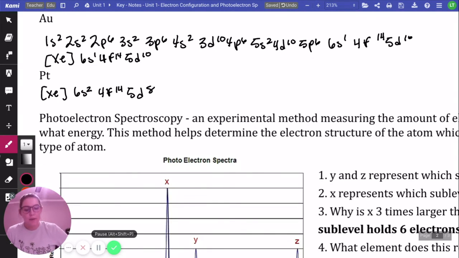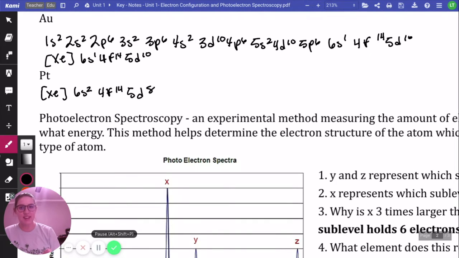Okay, so I wrote out my full configuration for gold. Talking is hard, guys. For gold, I wrote out the full electron configuration and the abbreviated electron configuration, whereas for platinum, I just wrote out the abbreviated because it's really long to write the full thing. So there's my full configuration for gold. I'm just going to give you guys my abbreviated one.